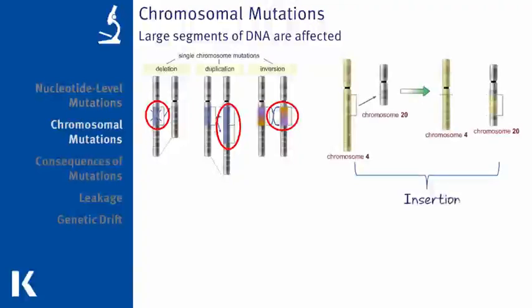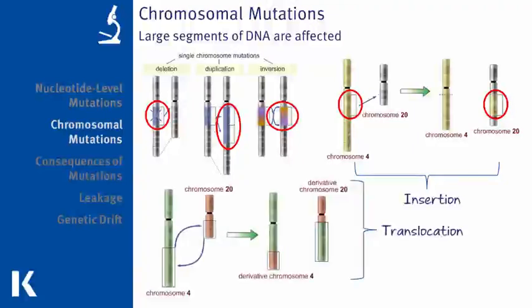There are also insertion mutations, where a segment of DNA from one chromosome is moved to another and inserted into that chromosome. Here, one segment of the yellow chromosome has been deleted and was added to the gray chromosome, making 2 new chromosomes. Small versions of this are again the frame shift mutations that we discussed earlier.